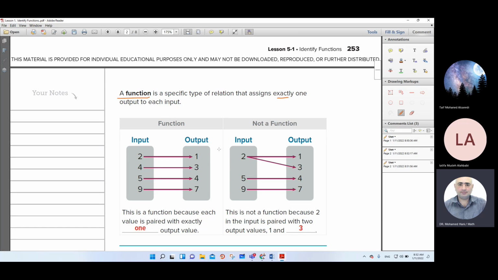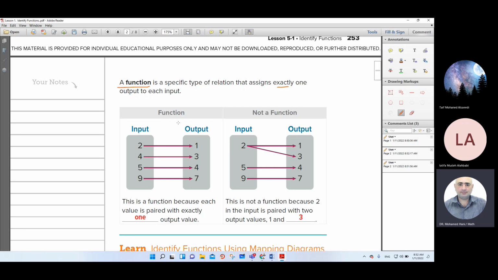As you see here, we have two kinds of relation. The first relation is a function, and the second relation is not a function. What is the difference between them? In the first relation, we have one output for each input. Means 2 just has a relation with 1, 4 just has a relation with 3, 5 just has a relation with 4, 9 just has a relation with 7. So this is a function because each value is paired with exactly one output value.